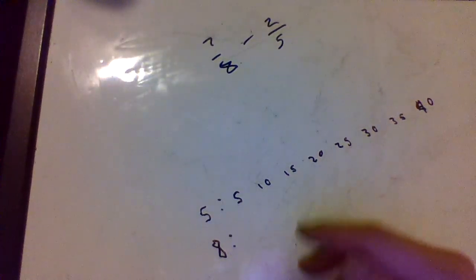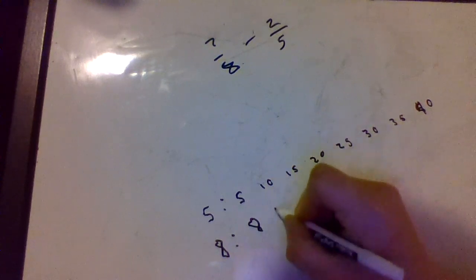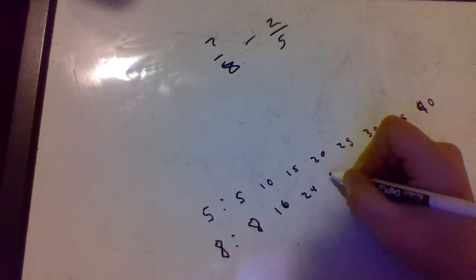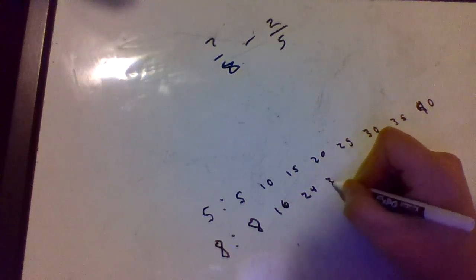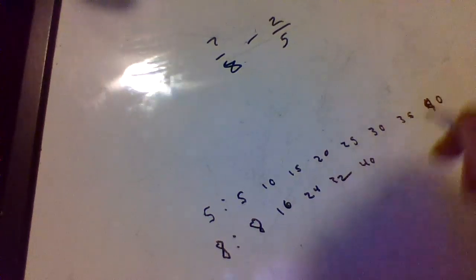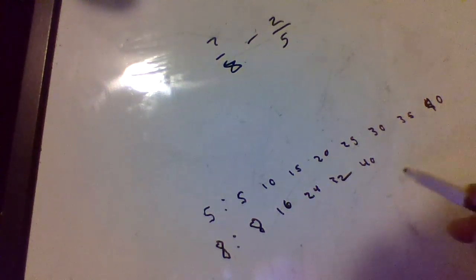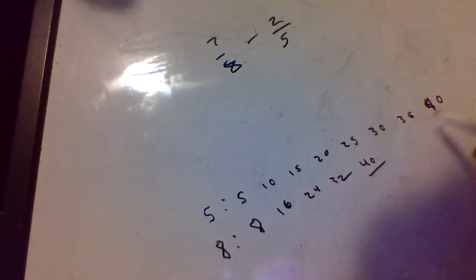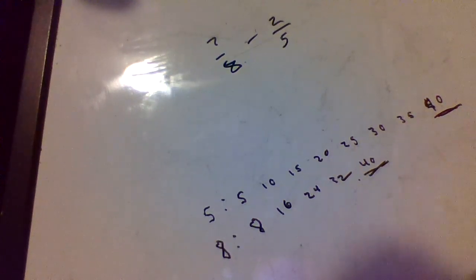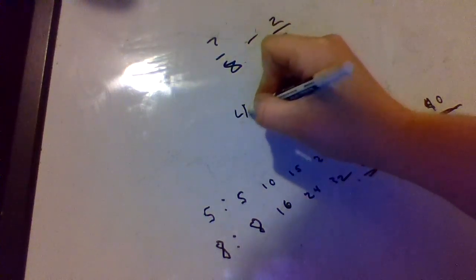Okay. So now we're going to do our 8s. 8 times 1 is 8. 8 times 2 is 16. 8 times 3 is 24. 8 times 4 is 32. 8 times 5 is 40. So look, our least common multiple, or our common denominator, is 40. The first common multiple that we got to is 40. So we're going to put 40 for the denominator of both of them.